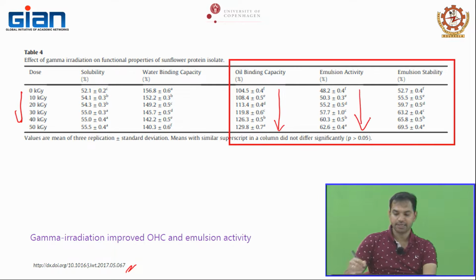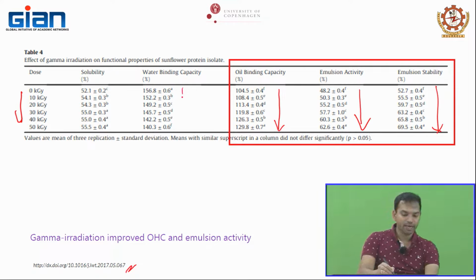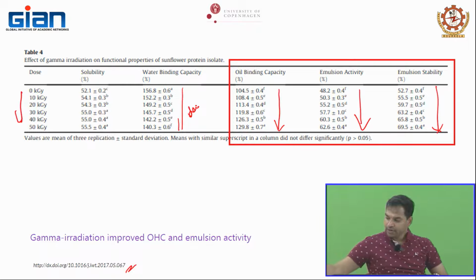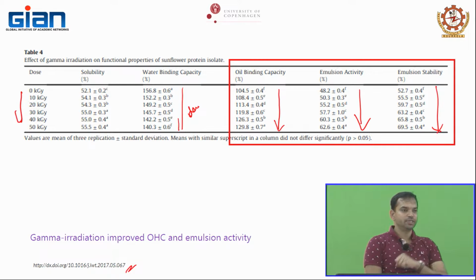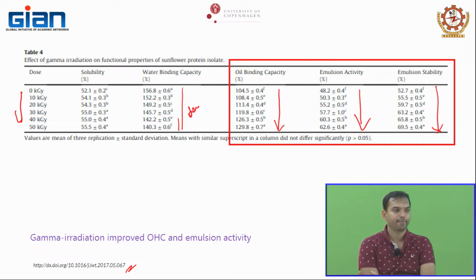Emulsion activity is increasing, oil in water. Emulsion stability is increasing, okay. Water holding capacity is somewhat decreasing. This is decreasing, right. Now, can you correlate this one with this one? What is exactly happening? What kind of protein structural changes are happening?